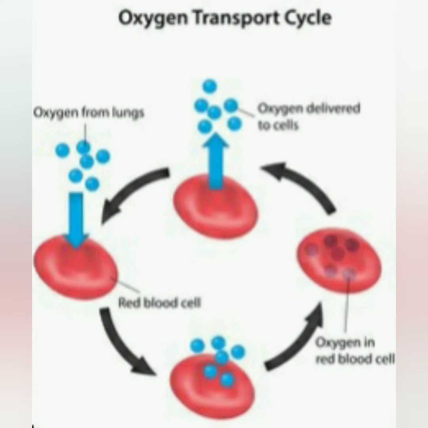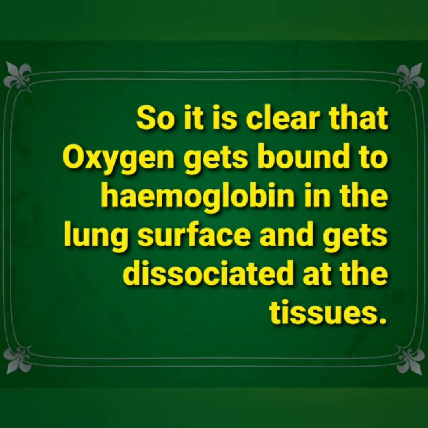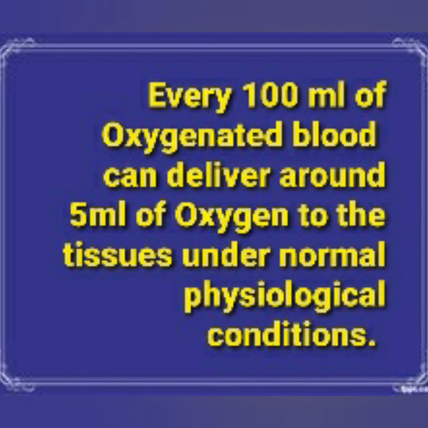Here is the oxygen transport cycle. Observe and try to understand. So it is clear that oxygen gets bound to hemoglobin in the lung surface and gets dissociated at the tissues. Every 100 ml of oxygenated blood can deliver around 5 ml of oxygen to the tissues under normal physiological conditions.